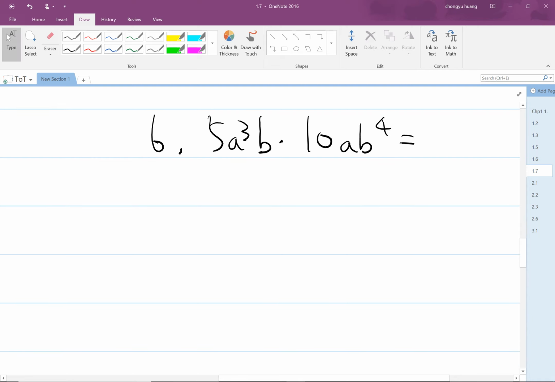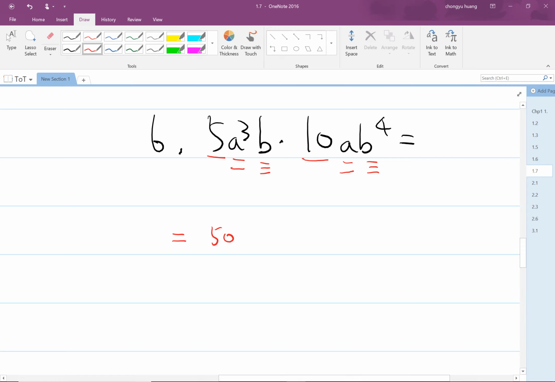So we have to multiply the integer, but here we actually got 2 variables. We got 5 as integer and 10 as another integer, right? And then we got 2 variables. One is a to the power 3 and a to the power 1, or simply a, right? And then we got b to the power 1, or simply b, and b to the power 4, right? So what we have to do is we first multiply the integer. So 5 multiplied by 10 is actually 15, right?